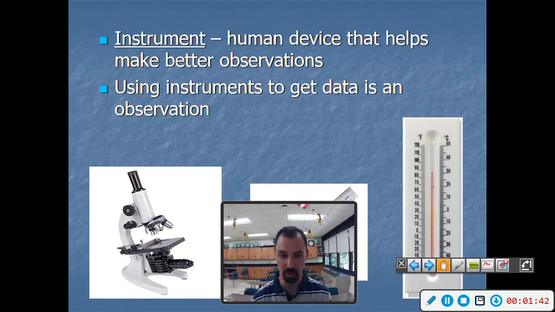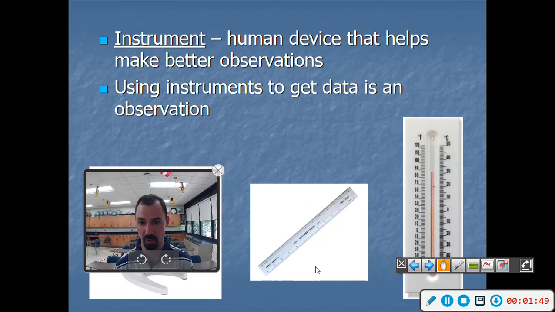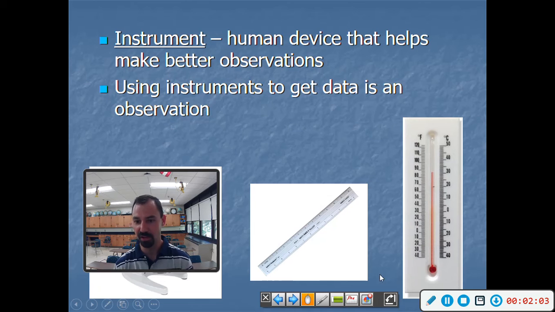When we want to look at small stuff, we look through a microscope or a hand lens. That's extending my sight. If I want to know how big something is, I can measure it using a ruler, a caliper, a meter stick, or a measuring tape, depending on how big it is. Also, instead of just saying this classroom is hot, I can figure out with a thermometer that it's exactly 79 degrees in here, Fahrenheit. Either way, instruments are still observations. They're just helping to make better observations overall.